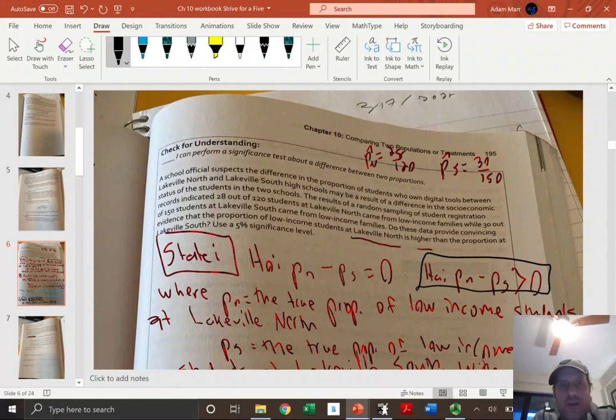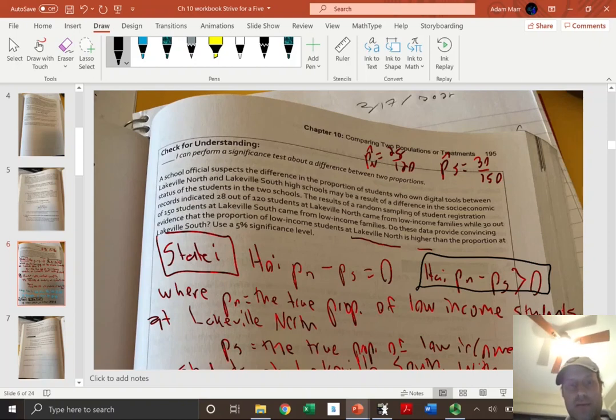All right, a school official suspects the difference in the proportion of 2 students who own digital tools between Lakeville North and Lakeville South high schools may be a result of the difference in the socioeconomic status of the students in the 2 schools. The result of random samplings of 2 student registration records indicate 28 out of 120 students at Lakeville North came from low-income families.